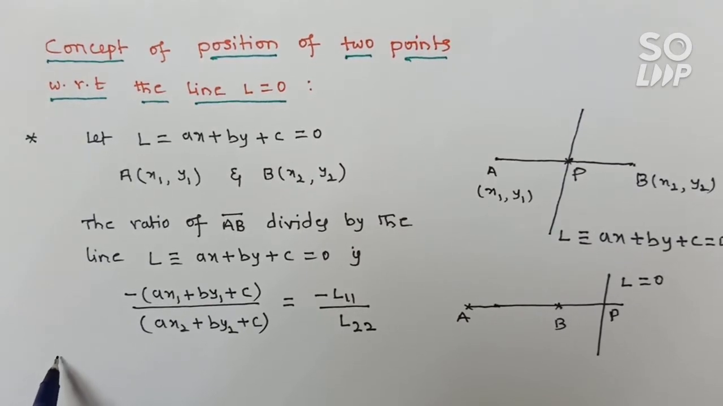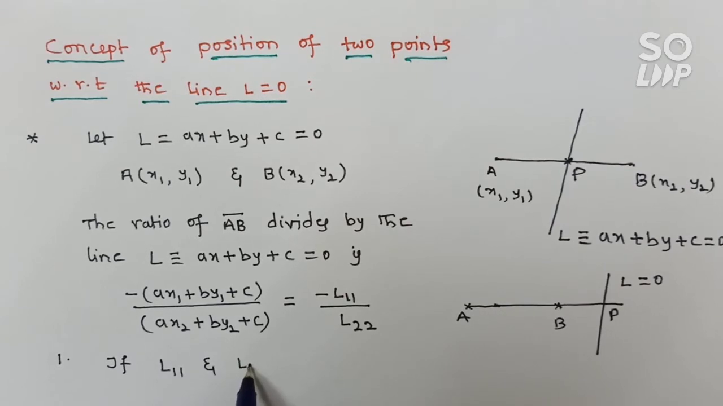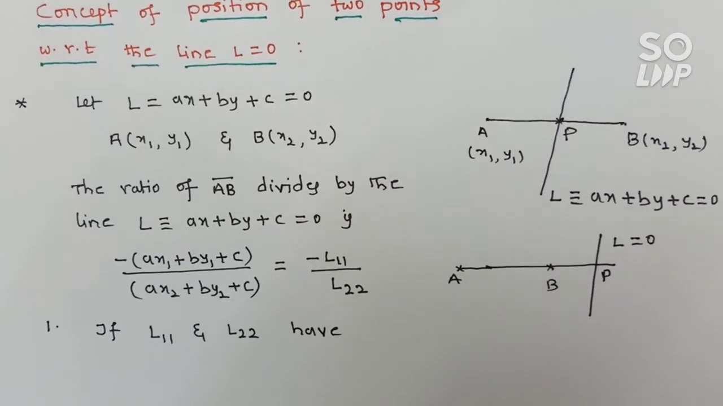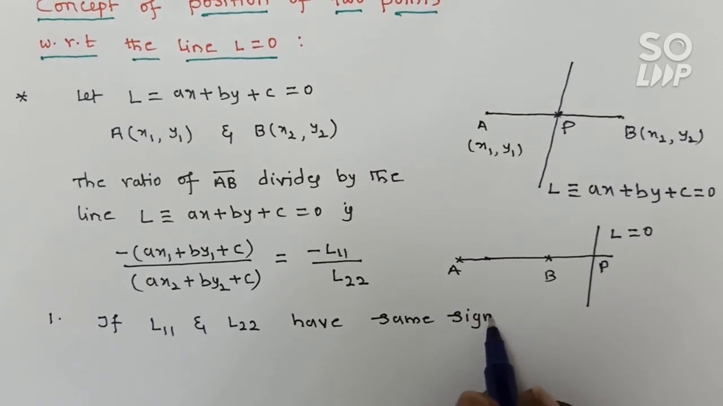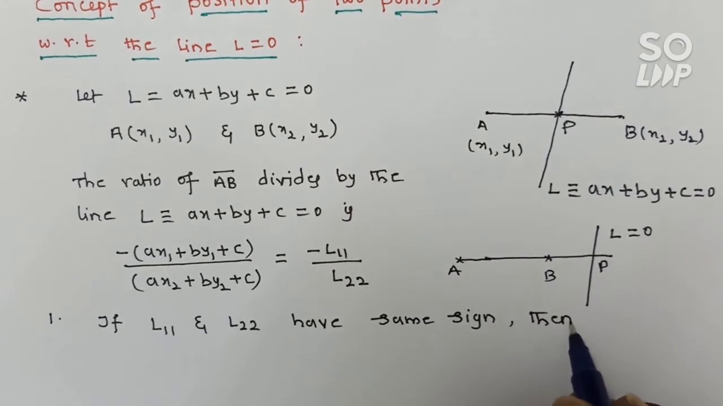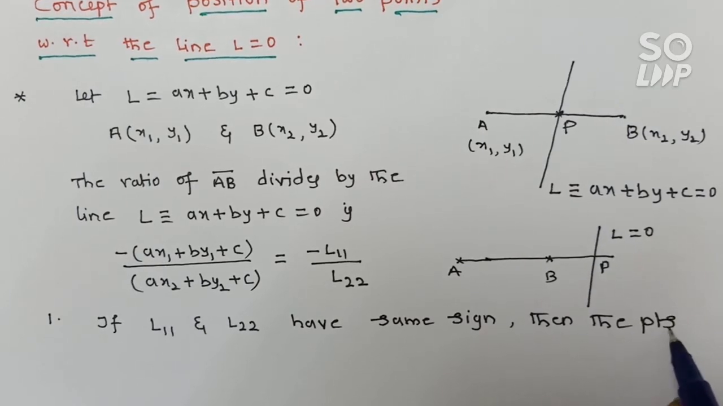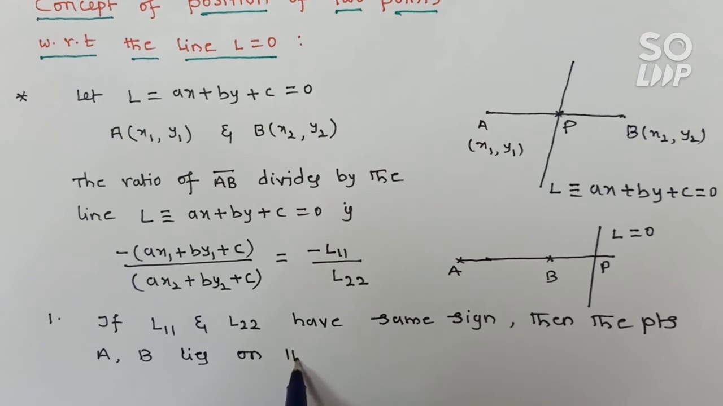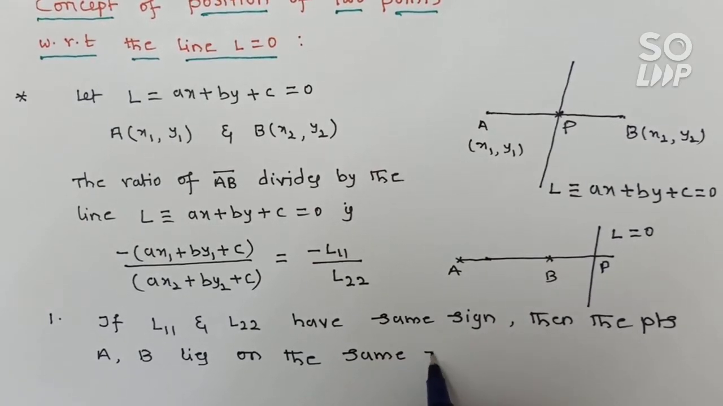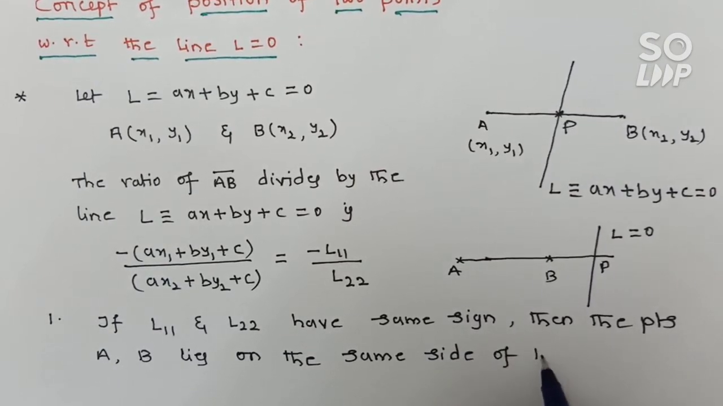See, look at this. From this we can write the first point: if L11 and L22 have the same sign, then the points A, B lie on the same side of the line L equals 0.